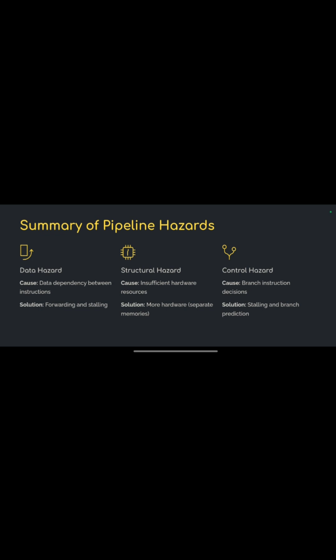A structural hazard is caused by insufficient hardware resources, so the solution is using more hardware, like separate memories. Next is the control hazard. It is caused by a branch instruction, so the solution is stalling and branch prediction. Finally, pipeline hazards reduce performance, and we can handle them using proper techniques. So these are the three hazards and their solutions. Thank you.